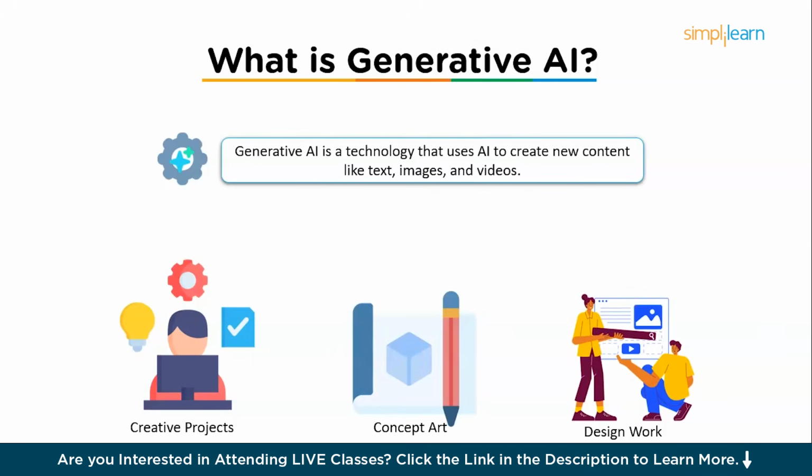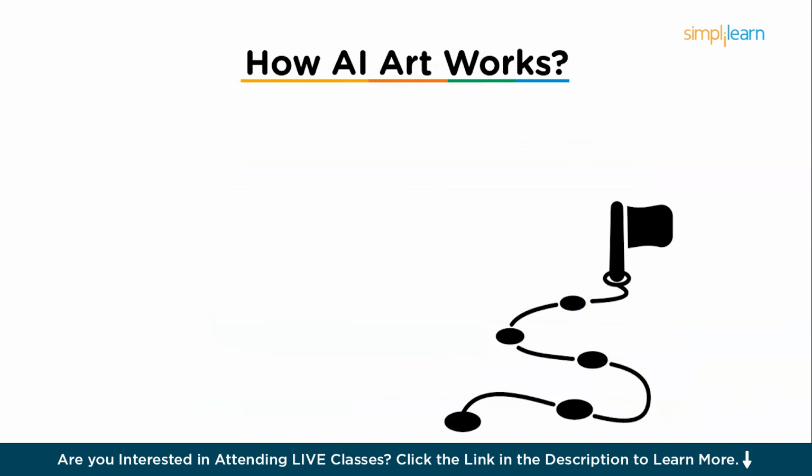Now, let us understand how AI art works. AI art works by using artificial intelligence to generate images based on a text description. Instead of drawing manually, users just type what they want to see, and the AI creates an image that matches the description. So, here is a step-by-step process we have created on how AI art actually works.